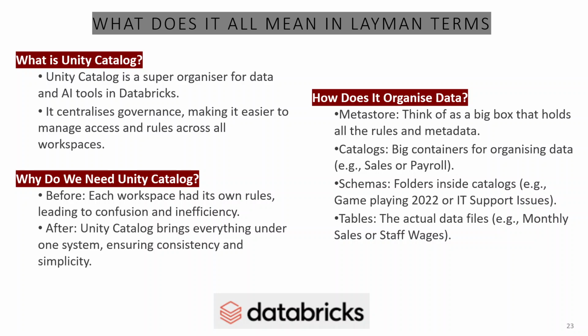So a metastore, think of it as a big box that holds all the rules and the metadata. You've got the catalogs, which are the big containers for organizing the data. So you might have sales or payroll in there. Then you've got the schemas, which are folders inside of the catalogs. And you might have a folder called Gameplay 2022, or you might have a folder called IT Support Issues. Now, tables, this is the actual data. So it could be monthly sales, it could be staff wages.